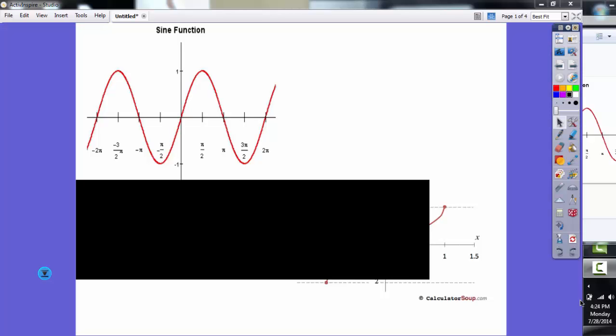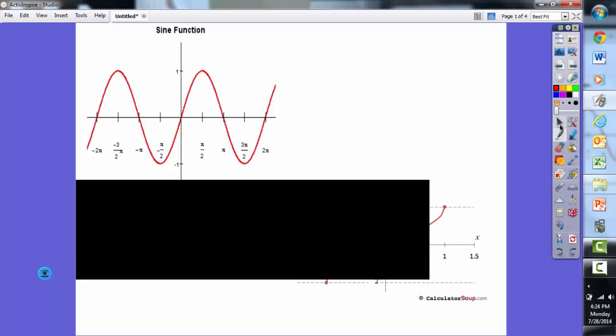This lesson is going to be on graphs of parent functions and trig functions. We're going to start with the trig functions first. This is just your basic sine graph. It should look very familiar to you. As you can see, it goes through 0, 0, and when x is pi over 2, sine is 1. When it's pi, sine is 0, -1, and 0 as well.